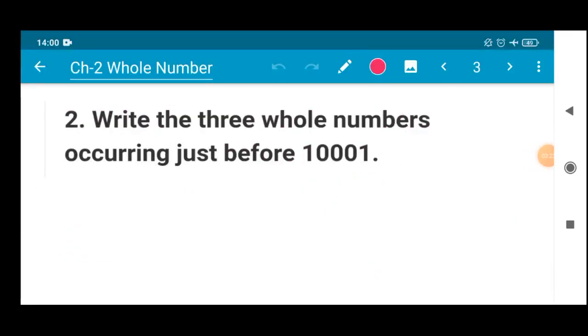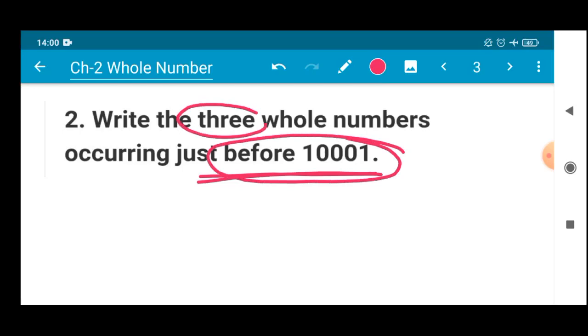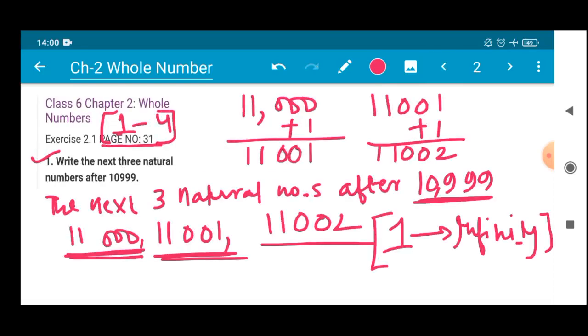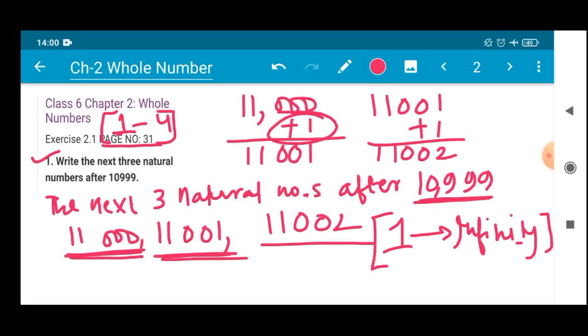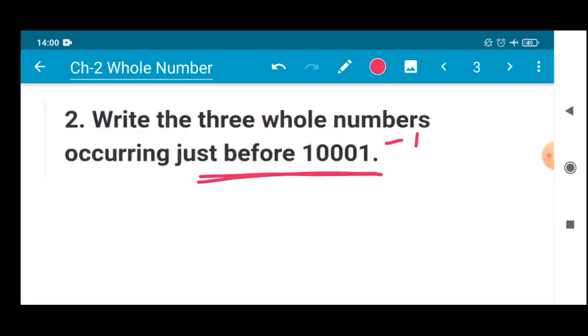Question number 2 states: write the 3 whole numbers occurring just before 10,001. So we have to write the whole numbers that come just before. Again, here we have to find the 3 whole numbers before this. It's very simple here. In the previous question we added 1, but in this question we will subtract 1 and we will get 3 whole numbers before this number, okay?